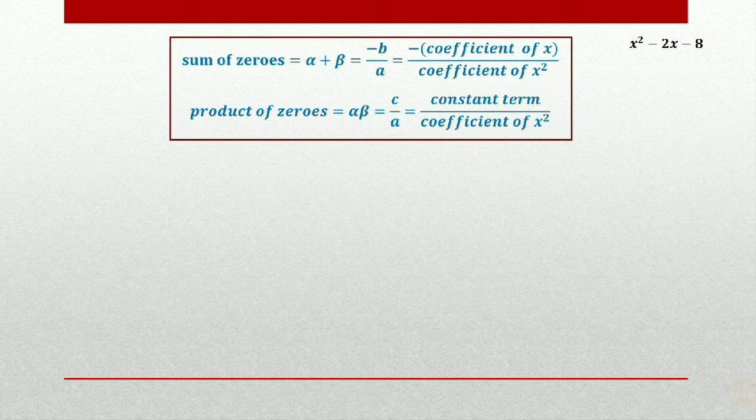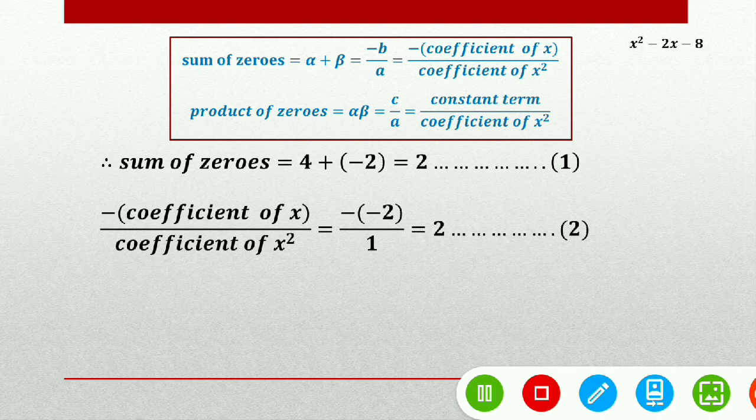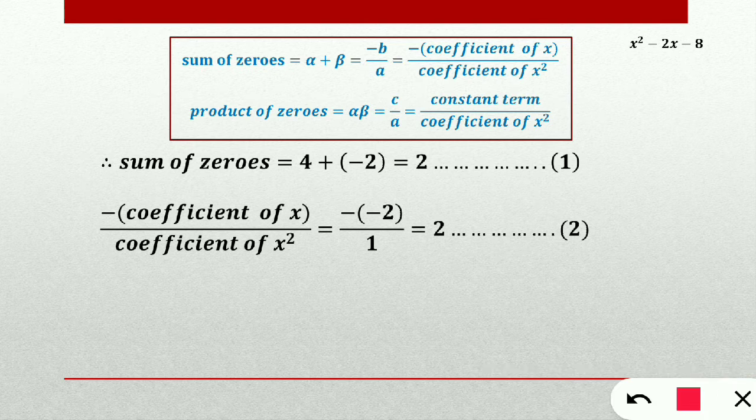So first we will verify first relationship. Therefore sum of zeros is equal to 4 plus in bracket minus 2, which is equal to 2. Give it as equation number 1. And minus of coefficient of x upon coefficient of x square is equal to minus of minus 2 upon 1. Here coefficient of x is minus 2 and coefficient of x square is 1. Therefore here we get minus of minus 2 upon 1, and which is equal to 2.